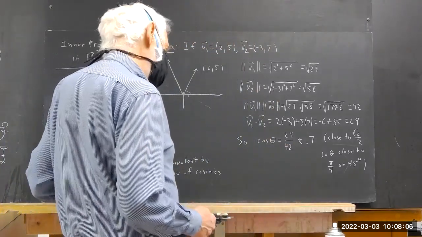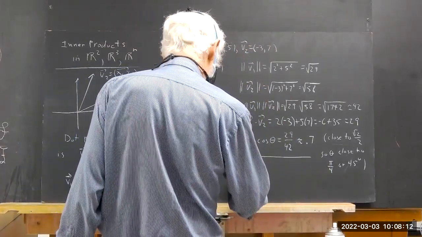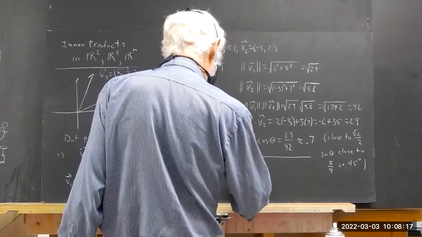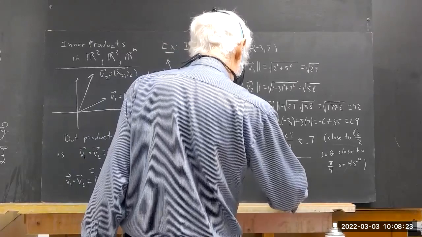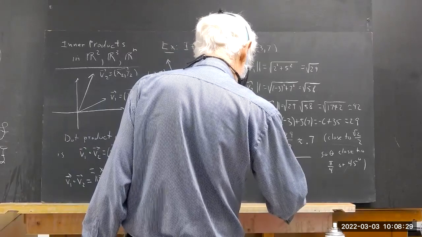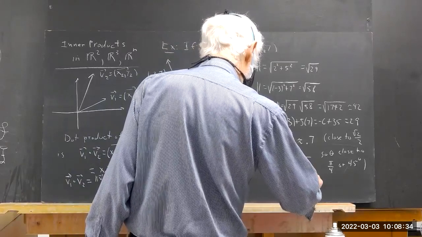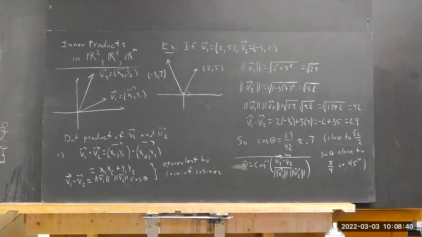Now you can calculate it more accurately. I'm going to take this one step further. Theta is just the inverse cosine of V1 dot V2 over the magnitude of V1 times the magnitude of V2. So go ahead and, if you've got your calculator handy, calculate it. Confirm that it really works.